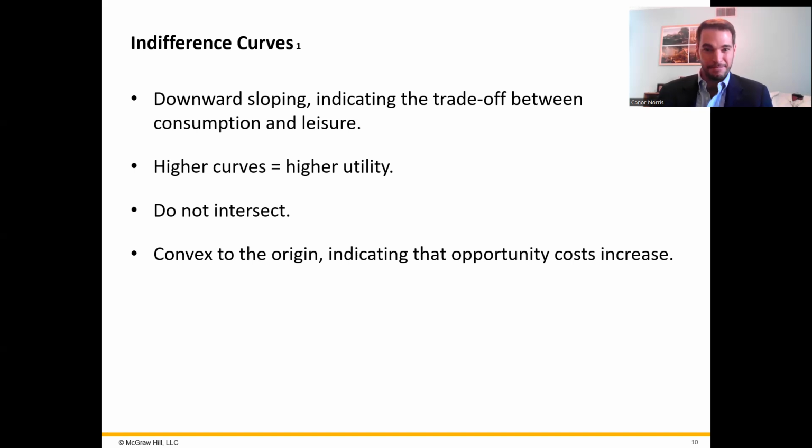They're also convex to the origin, which implies that there's a diminishing marginal rate of substitution. I apologize for that mouthful coming straight from the textbook. But basically, what this says is that indifference curves are convex. They're bowed inwards because of the principle of diminishing marginal utility.